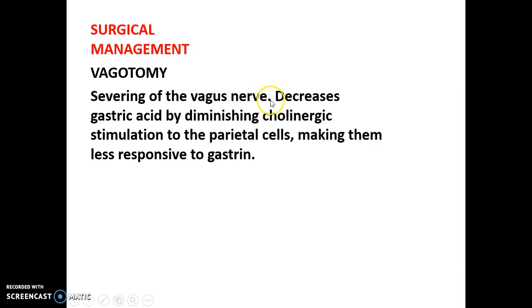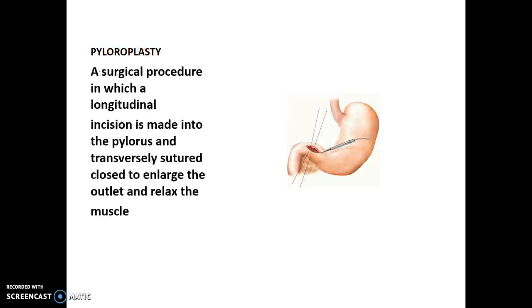When the vagus nerve is removed, it will decrease gastric acid by diminishing cholinergic stimulation to the parietal cells, making them less responsive to gastrin. So after removing the vagus nerve, the cells will not be stimulated, so there will not be more gastric acid secretion, and you will get relief from gastric ulcer.